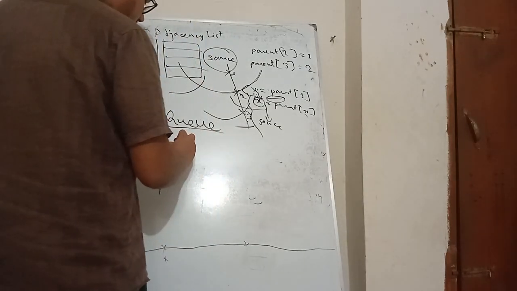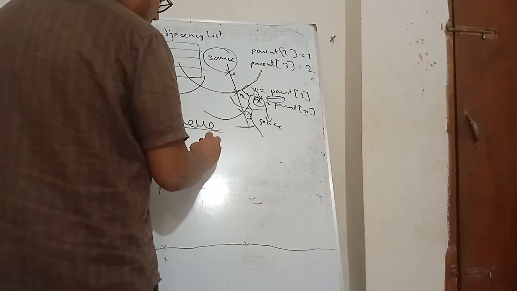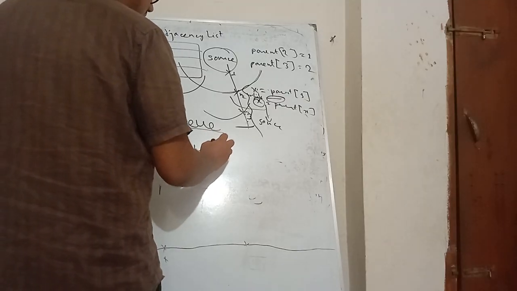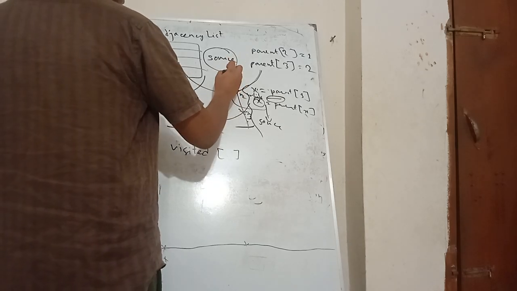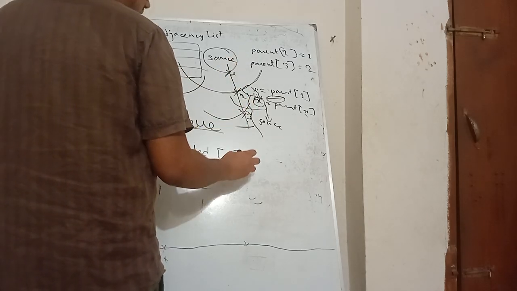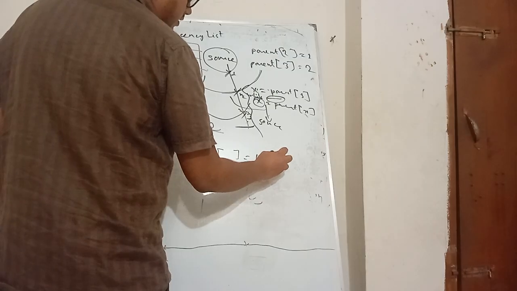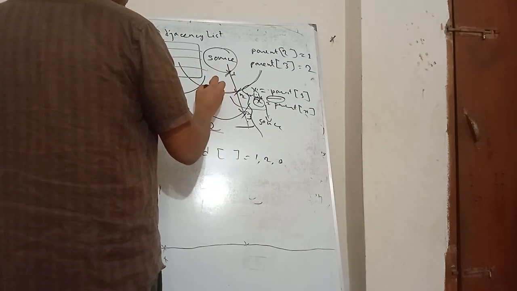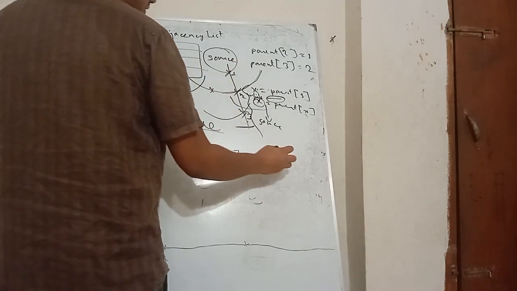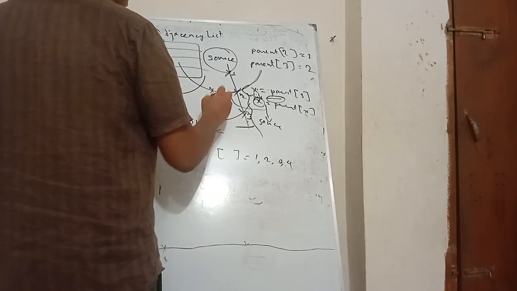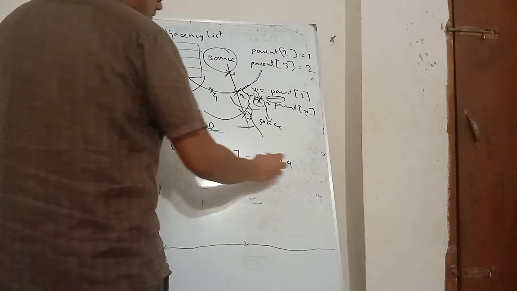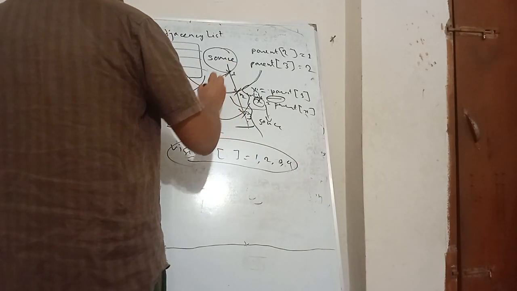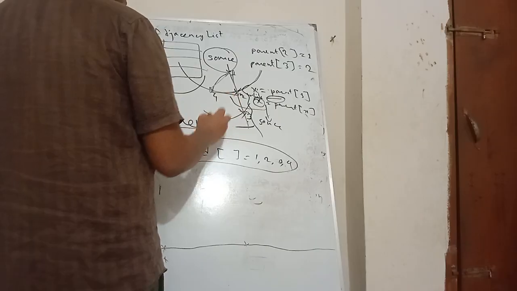We maintain a visited list. Suppose we visited 1, 2, 3. If we visit another path, we also keep track, because it allows us to avoid cycles in BFS.